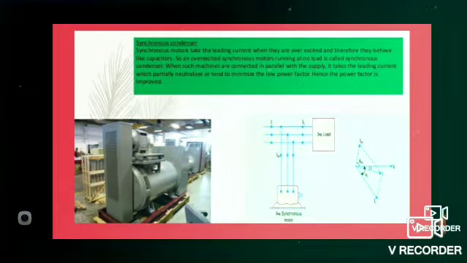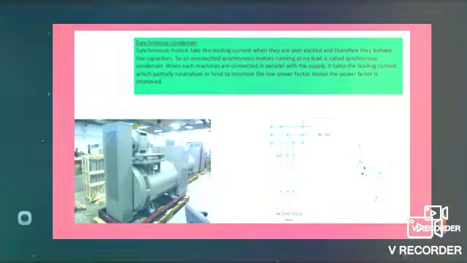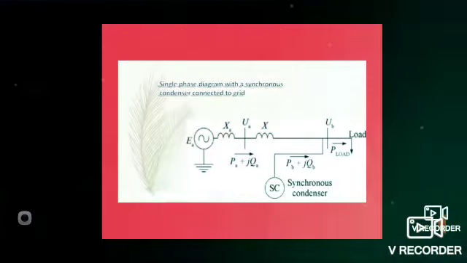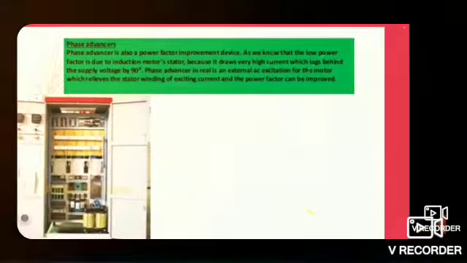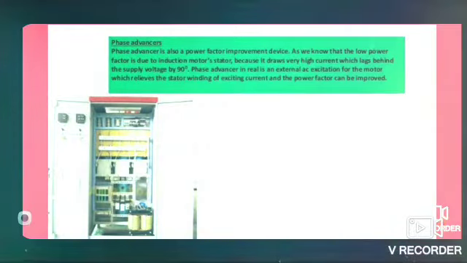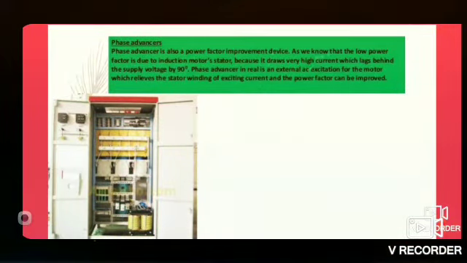So, by using a synchronous condenser, we can improve the power factor. Next, this is the phasor diagram for the synchronous condenser. Next one is the phase advancer. Phase advancer denotes the increase of phase by using a power factor improvement device.